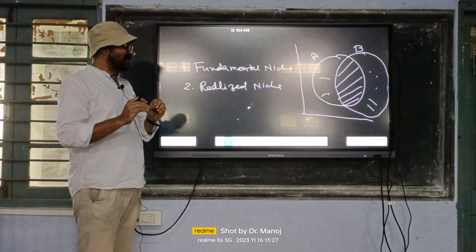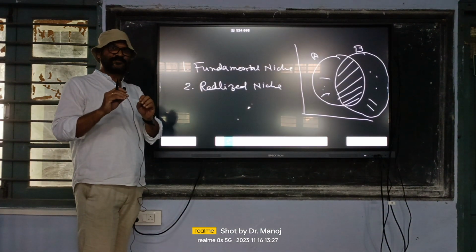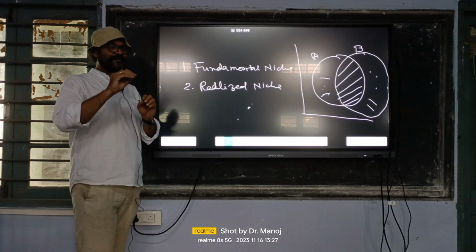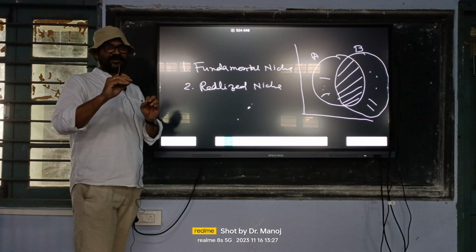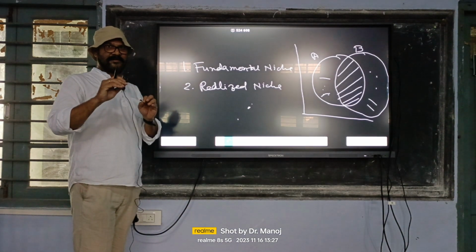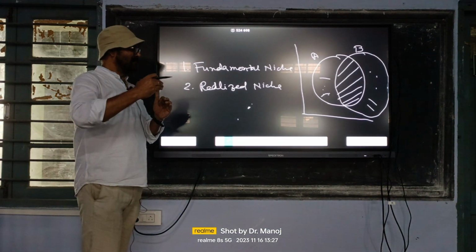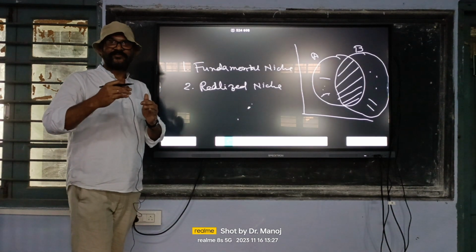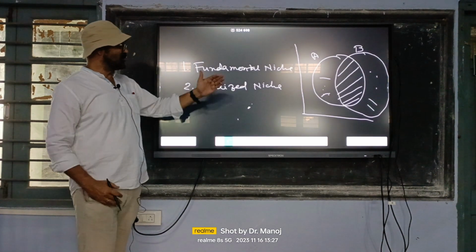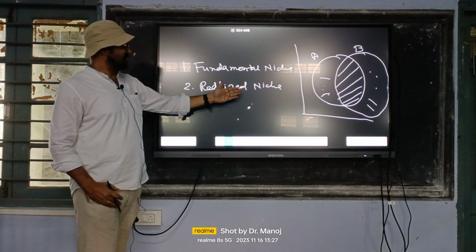So he considered the ecological niche as a portion of the hypervolume or multidimensional space occupied by an organism, and delimited by the upper limit and lower limit of several environmental gradients. This is what the fundamental niche and realized niche are.